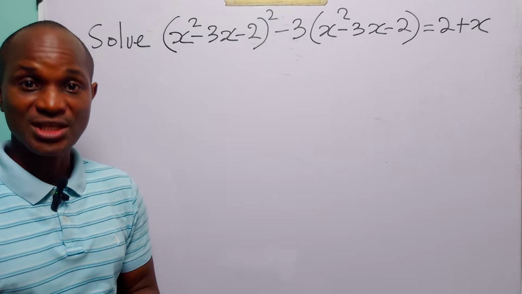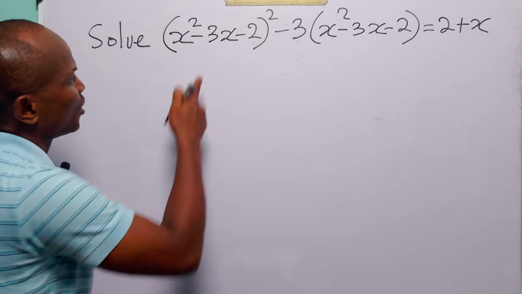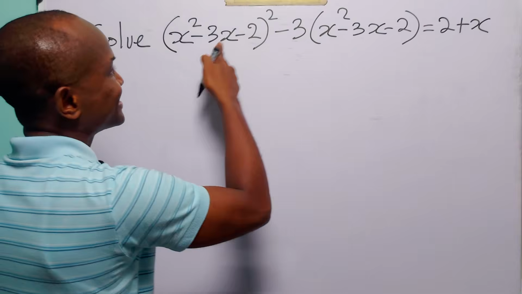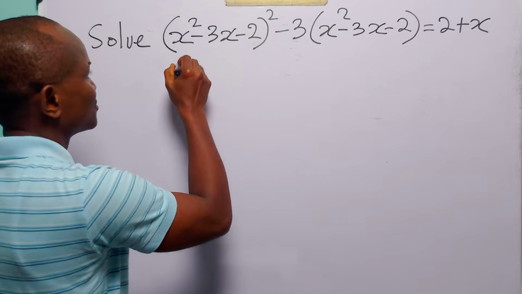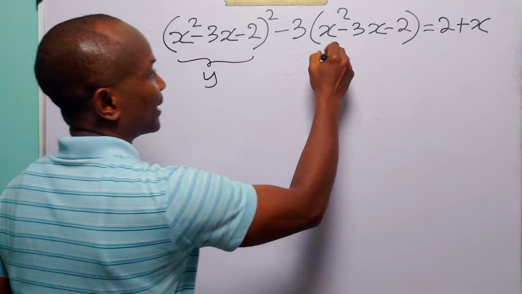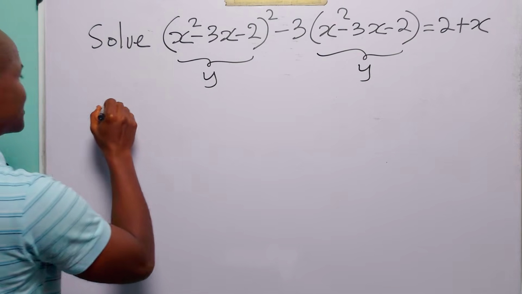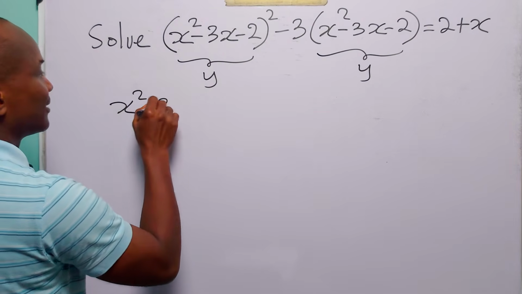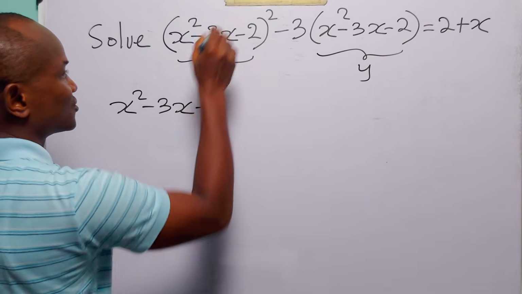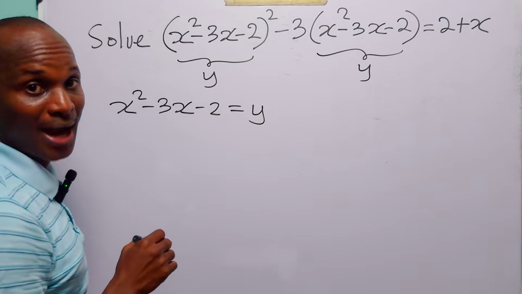The equation on the board may look quite complex, but there's a very easy way to solve it. Let us start with a substitution. Now let us call the quadratic expression inside the brackets y. So this is y and this is also y. Now we have that x squared minus 3x minus 2 is equal to y.